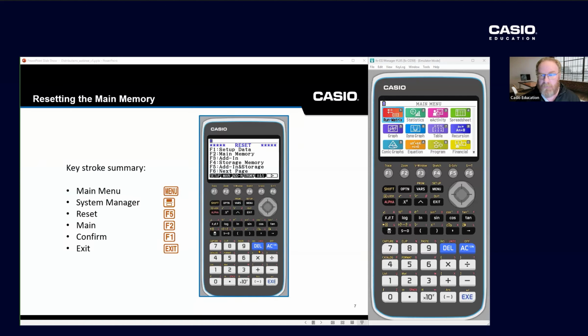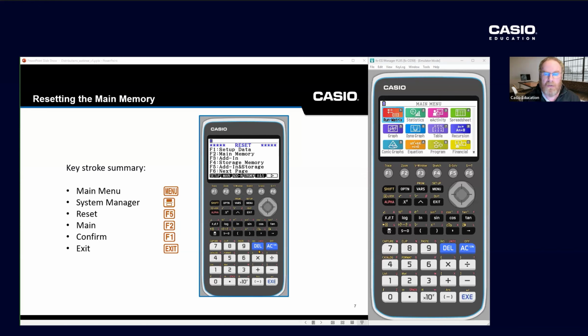I've got an emulator on the right-hand screen. I will be going through most of the calculations live. If you want to follow along, please feel free. However, this is not a skill session, so I won't be detailing the keys that you need to press.